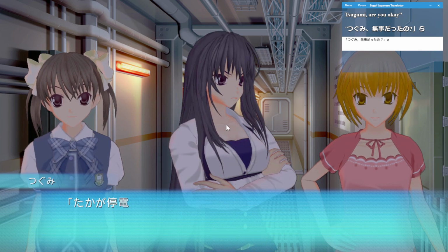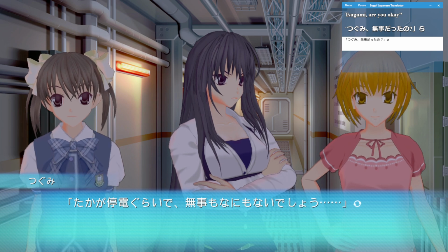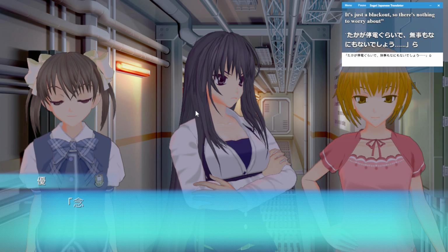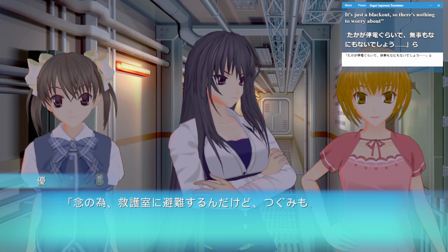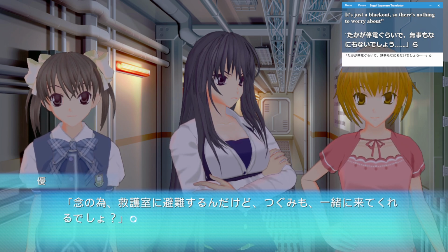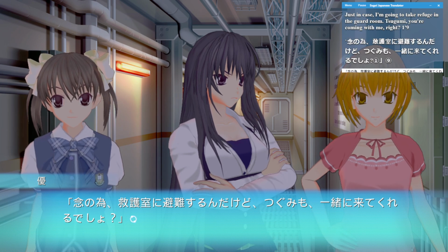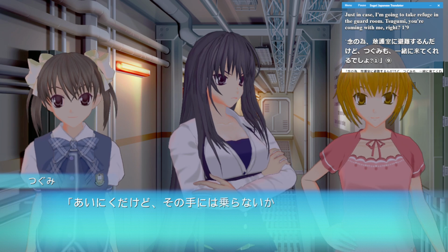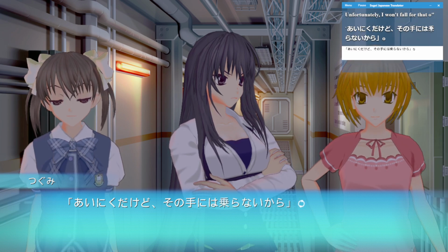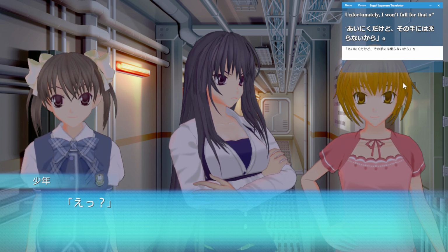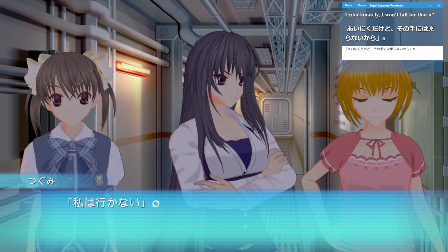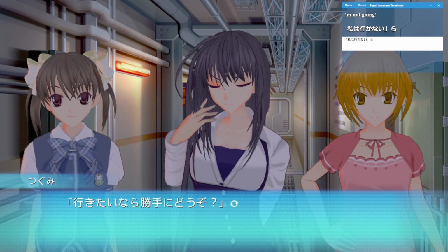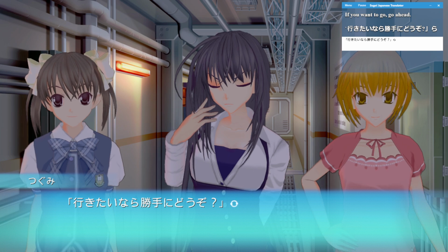Tsugumi, are you okay? It's just a blackout, so there's nothing to worry about, especially for me. Just in case, we're going to take refuge in the infirmary. Tsugumi, you're coming with me, right? Unfortunately, I won't fall for that. I'm not going. If you want to go, go ahead.